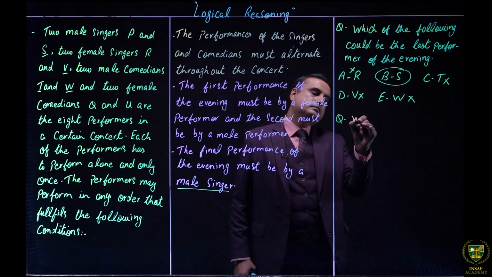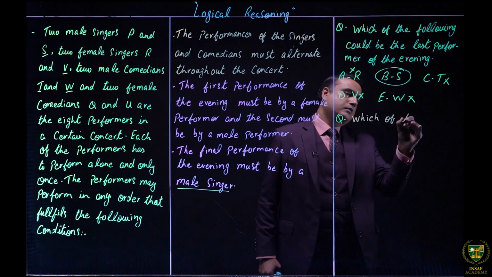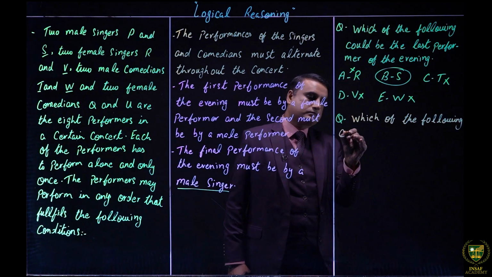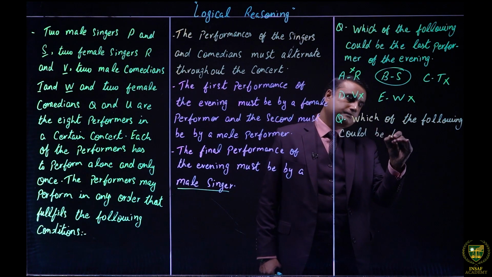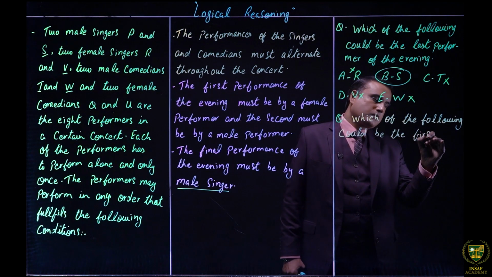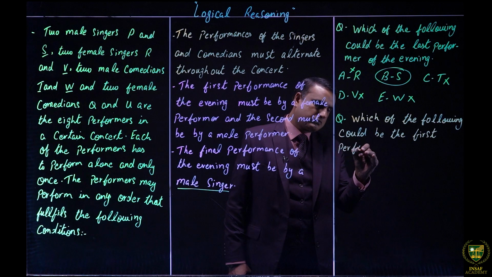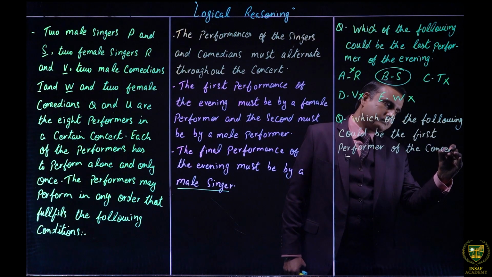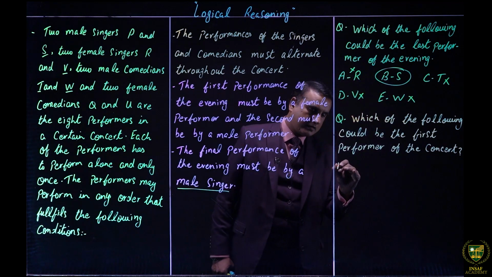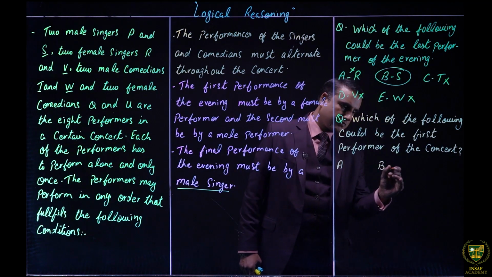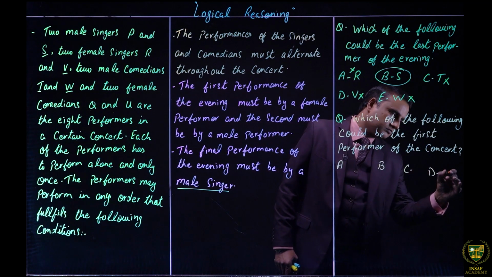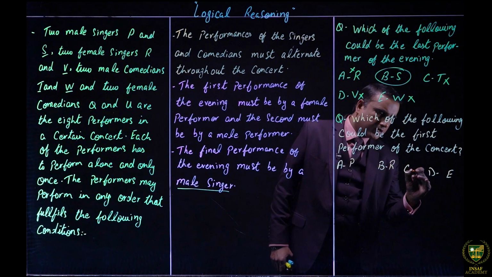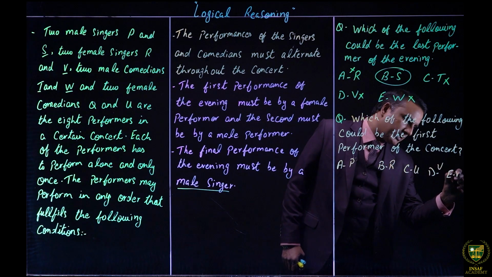Let's see the next question. Which of the following could be the first performer of the concert? P, R, U, V, and at last we have W.